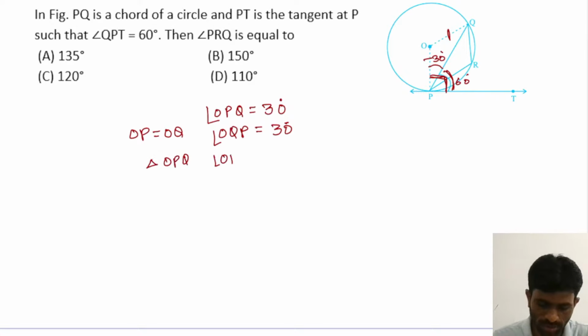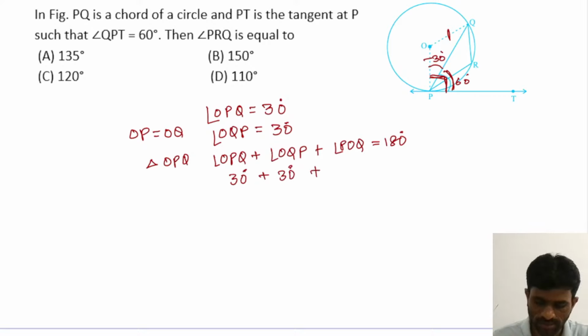we know angle OPQ plus angle OQP plus angle POQ is equal to 180 degrees. In that these two are 30 degrees, so 30 plus 30 plus angle POQ is equal to 180 degrees. And angle POQ is equal to 180 minus 60, 120 degrees. So we got angle POQ. So this angle we got.